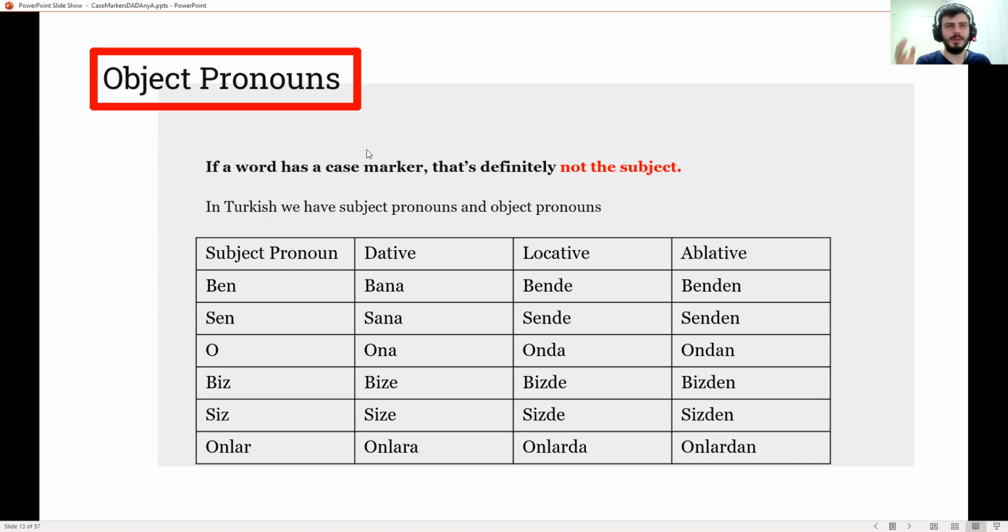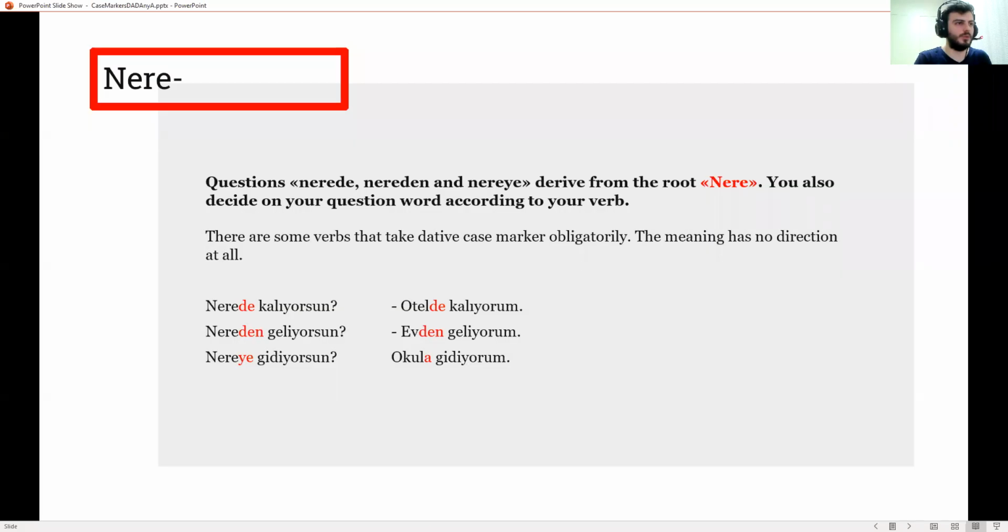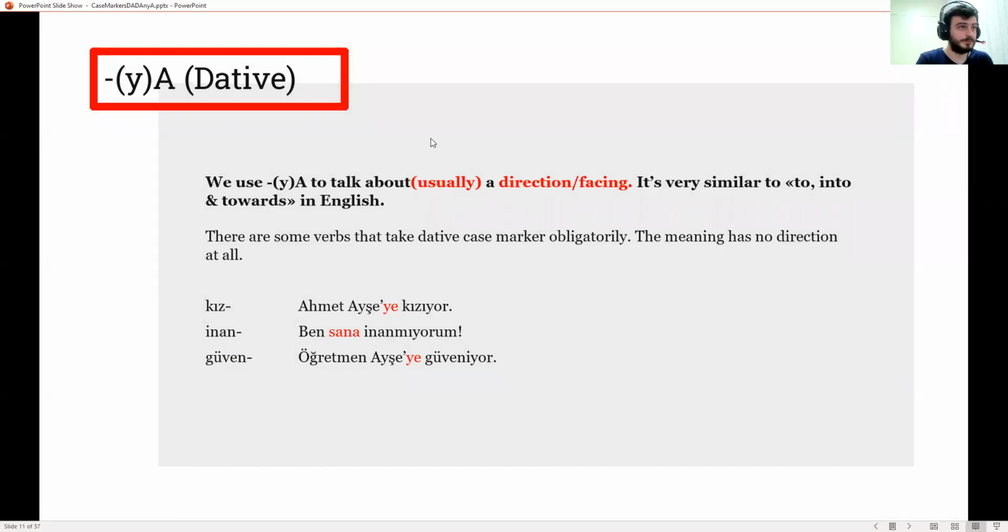The subject pronoun is basically the person, I, you, we, they, he, she, it, the thing who does the action. And the object pronoun is the one who is being affected by the action. So when I go back to this example, ben sana inanmıyorum. Over here, I am the subject. And in Turkish, we can actually kick the subjects out. We don't have to say ben all the time because we already have it over here. This is also ben. So you could basically say, sana inanmıyorum. I don't believe you. It's exactly the same.